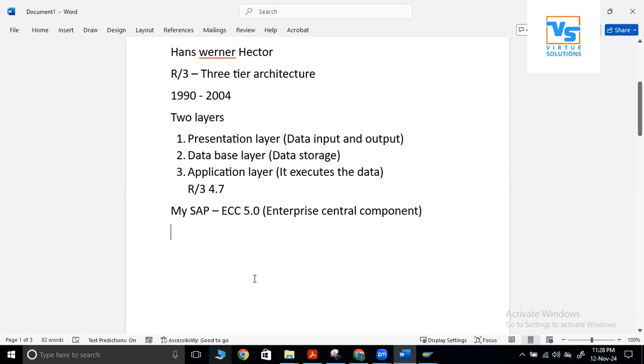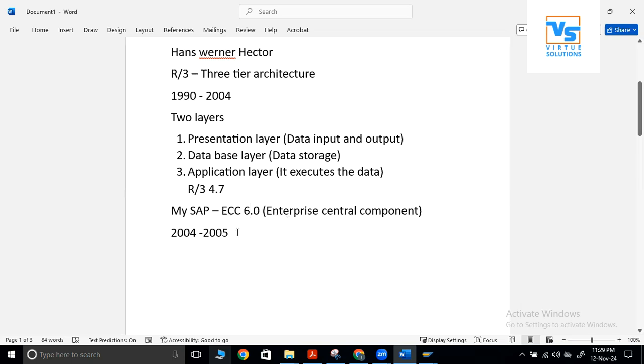This version 5.0 in ECC was not there for a long time. It just came and went. It came in mid 2004, but was there only till mid 2005. Very soon they found a much better way to work and better options, so they changed this version to 6.0. Within a year they upgraded and it became ECC 6.0.